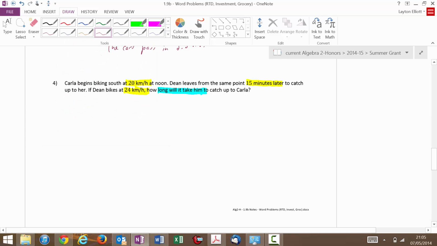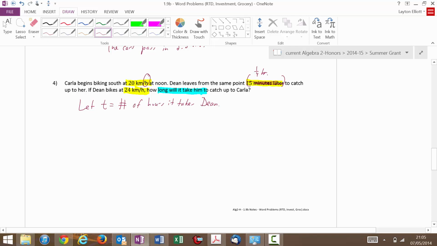Because when I set up my variable, I'm going to say let t equal the number of, I've got hours here and I have minutes here. I'm probably going to want to keep it in hours. So I'm going to put a little parentheses here, and we're going to say 1/4 hour, because 15 minutes is 1/4 of an hour. I might even sketch that out just to remind myself that I want to use the 1/4 hour. We're going to say t is the number of hours it takes Dean.